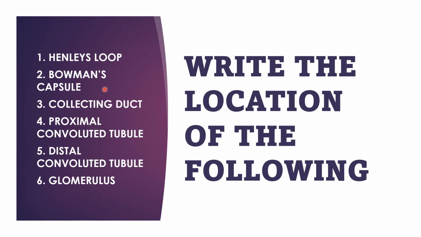Bowman's capsule is located in the renal cortex. Collecting duct, where is it located? Renal medulla. Proximal convoluted tubule, renal cortex. Distal convoluted tubule, again renal cortex. Then glomerulus, where is it located? Glomerulus is located in the cavity of Bowman's capsule in the cortex region of the kidney, or renal cortex.